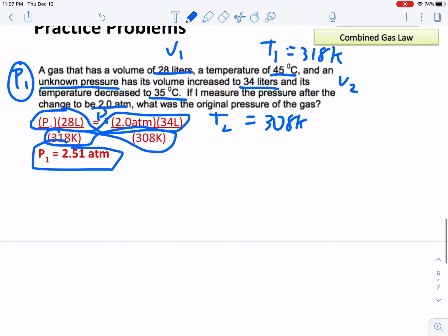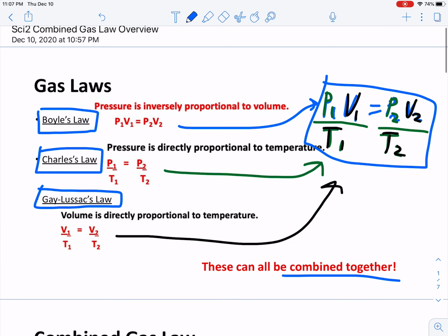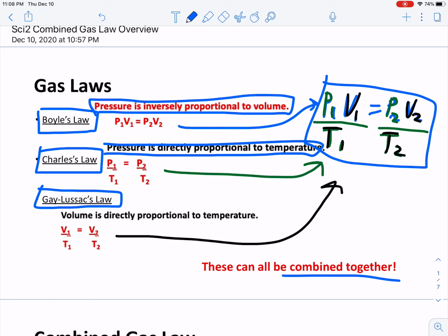But again, what's more important is just kind of going back to those initial gas laws and just really cementing in your mind these relationships, right? That pressure and volume of a gas are inversely proportional, whereas everything else in terms of temperature is directly proportional, right? Pressure is directly proportional to temperature, and volume is directly proportional to temperature.